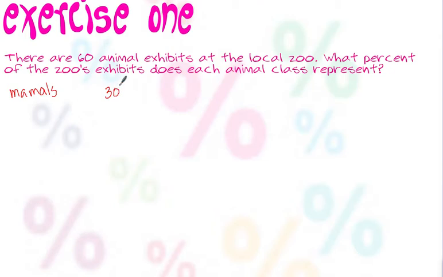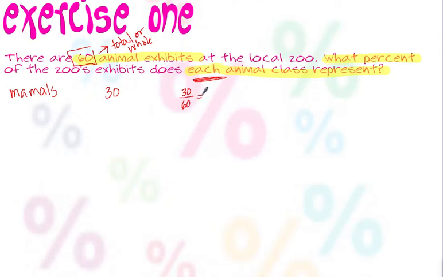And since there are 60 exhibits, so again, 60 animal exhibits, and we're looking for what % does each animal class represent. Important here is that we're looking for all of them. There's 60 animal exhibits, so 60 would be our total or our whole. And in this case, mammals make up 30 of the 60 exhibits. I know that 30 would go on top and 60 would go on bottom because it is the part over the whole.